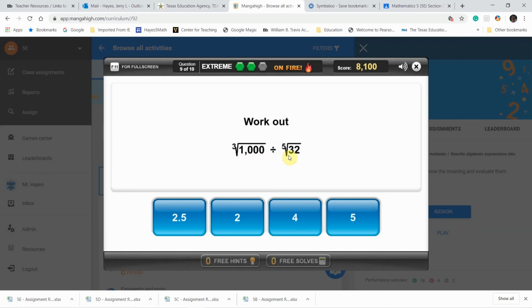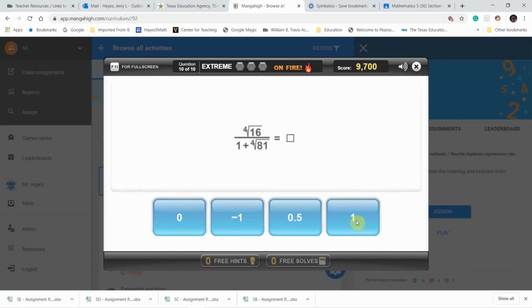And 32. What times itself is 32? It's going to be a small number, right? 2 times 2 is 4. 2 times 4 is 8. 2 times 8 is 16. And 2 times 16 is 32. So this is 2. So this is 10 divided by 2 equals 5.